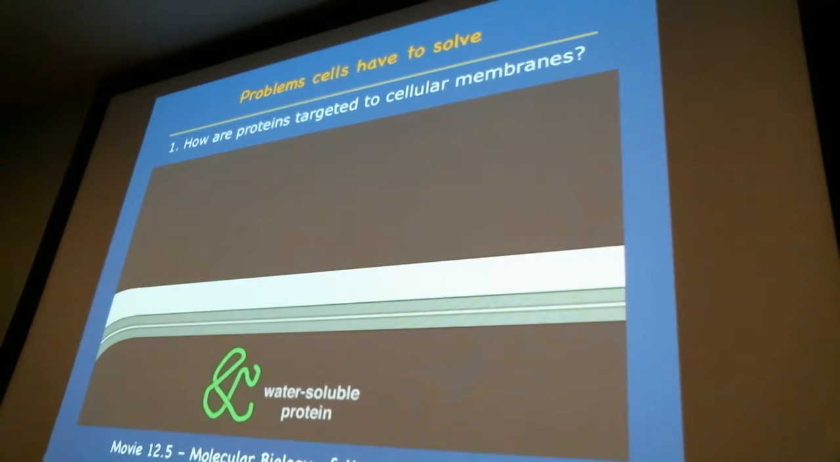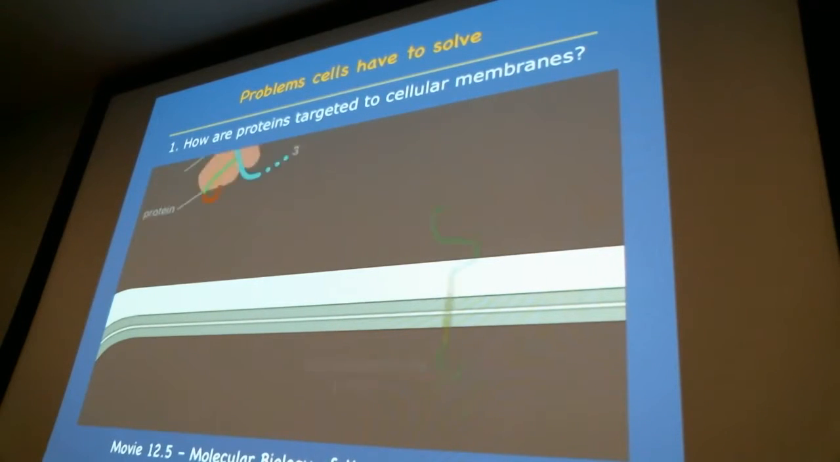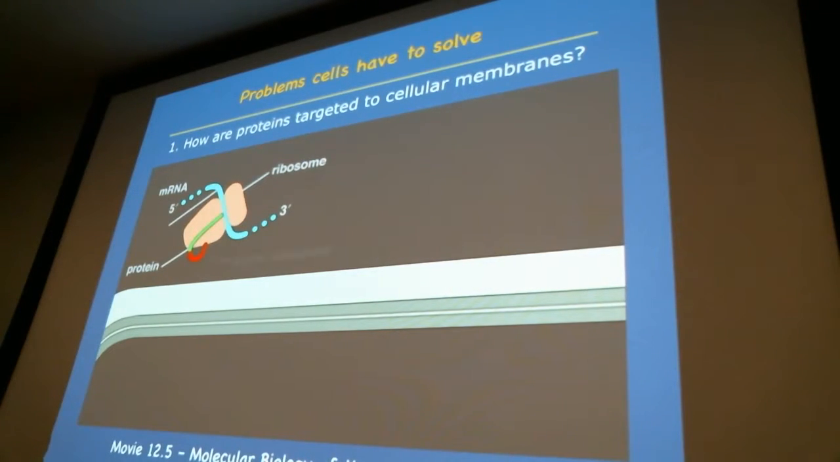Water-soluble proteins completely cross the ER membrane and are released into the lumen, while transmembrane proteins only partially cross the ER and become embedded in the membrane. All these proteins are directed to the ER by a signal sequence of small hydrophobic amino acids. The signal sequence is guided to the ER membrane with a signal recognition particle, or SRP, which binds the ER signal sequence in the new protein as it emerges from the ribosome.